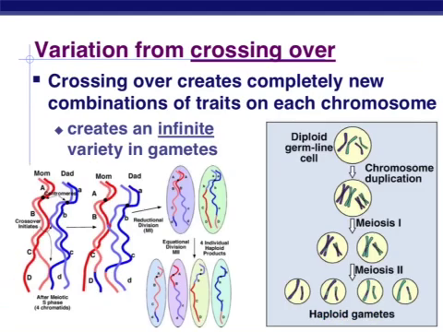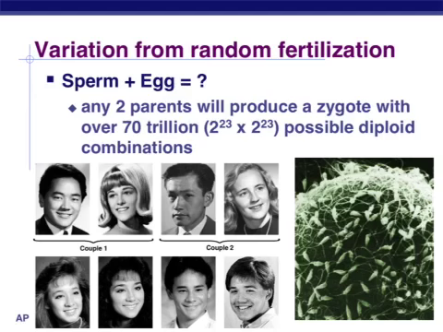Because of crossing over, we're going to get combinations that are new and different on each chromosome. It creates an infinite variety in terms of gametes, lots of differences, and lots of areas that crossing over can take place. Now, we don't know which sperm cell and egg cell are going to meet up. Any two parents could produce a zygote with over 70 trillion possible diploid combinations. That's why, unless you have some very distinctive features that stand out, couples don't really necessarily give birth to identical children.